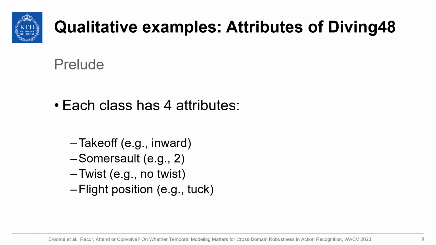We also looked at some qualitative examples here. And to prepare for this, we can note that every class in Diving48 has 4 attributes, which is about how the diver starts, so the takeoff, how many somersaults they do in the air, whether they twist or not, and what their flight position is. So every class is defined according to these 4 attributes.